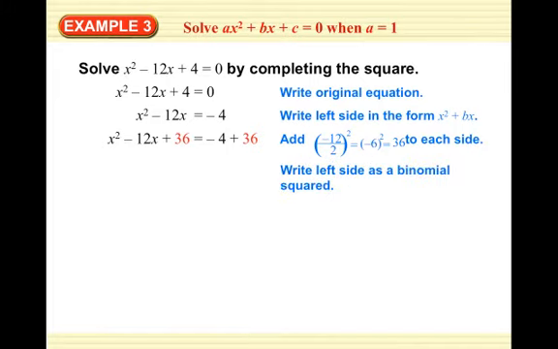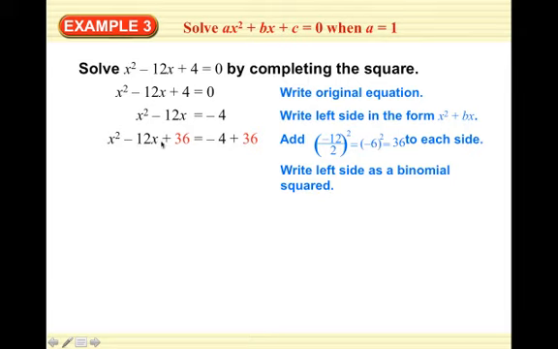Now we want to write the left side as a binomial squared. If you keep track of what b over 2 was, what we squared to get the 36, that tells you how to factor immediately. It's always going to be x, and then if this is negative, it's going to be minus the value. If it's positive, it's going to be plus the value. So I can look at this immediately and go, oh, okay, that's x minus 6 quantity squared.